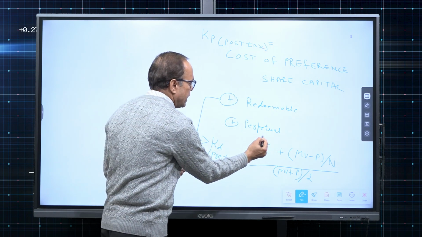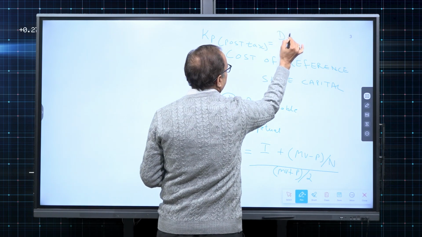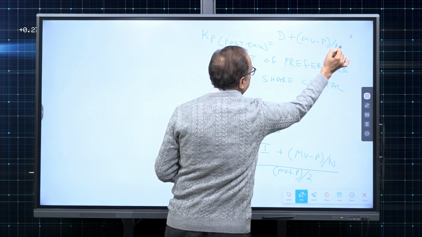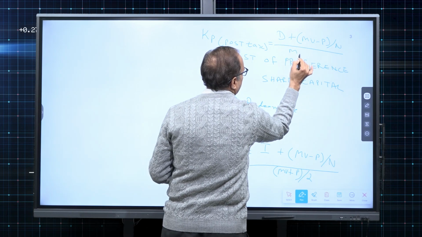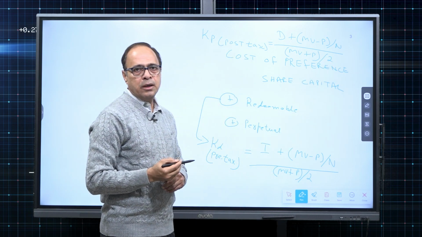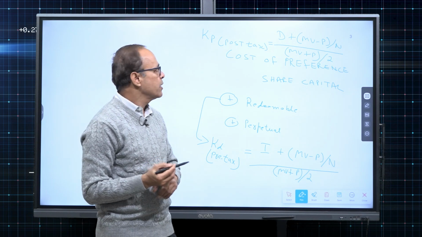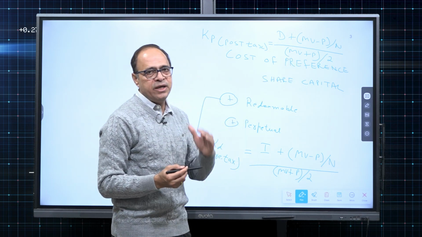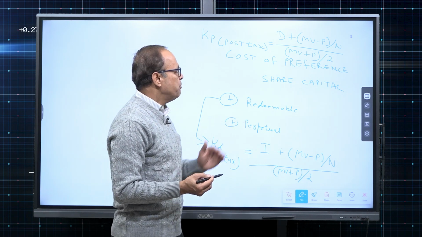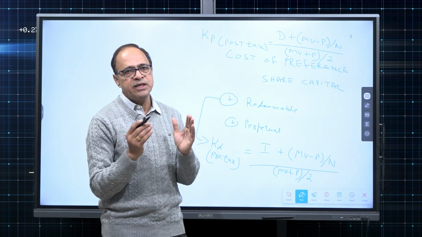Only change will be there, I will be replaced by D, rest of the parameters will remain the same. So, it will be D plus MV minus P divided by N, divided by MV plus P divided by 2. Now, as you can see, D is dividend amount per year to be paid by the company on preference shares. MV is the maturity value, as we had in case of debentures. Similarly, we will calculate maturity value of preference shares. P is the net issue proceeds, that is issue price minus flotation cost, and N is the maturity duration.